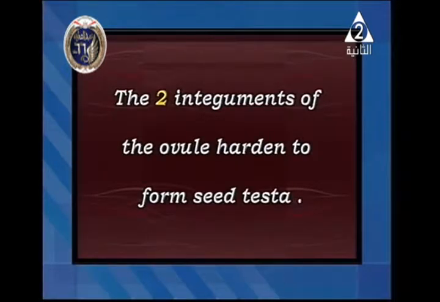While the two integuments of the ovule are hardened, they become very hard and form something called the testa. This is the testa, as I told you. The testa is a very hard integument, the two integuments of the ovule that surround the ovule, except a tiny hole which is called the micropyle. They harden, increase in stiffness, and form the seed testa, the cover of the seed.